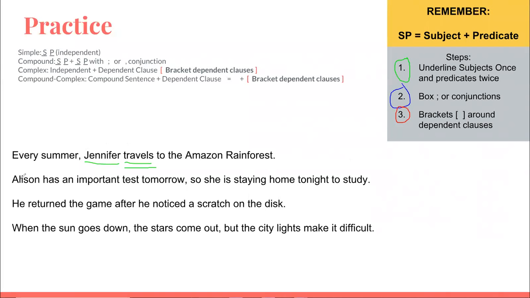Okay. So then the next one, Allison has an important test tomorrow. Well, she has, that's something she does. Okay, and that means Allison is our subject. So there's one. So she is staying home tonight to study. She is staying is a verb phrase. So that is underline once. And then she, going to undo that so you can separate she from the predicate. This is your subject. Because who is staying? She is staying.